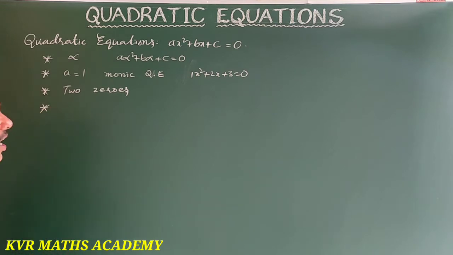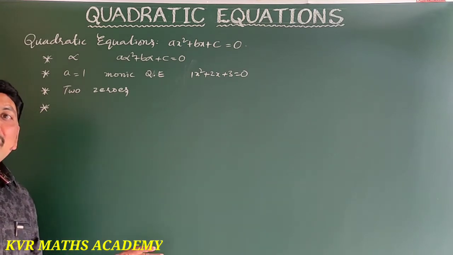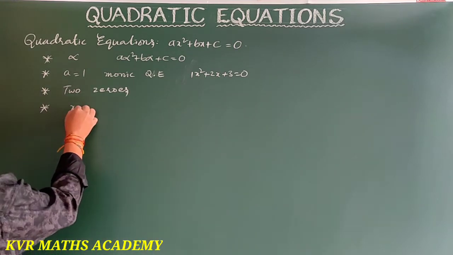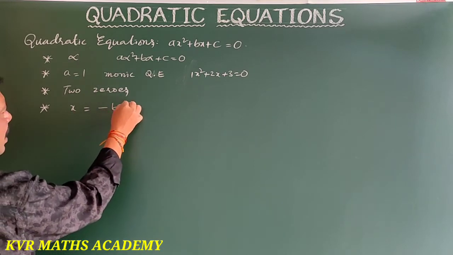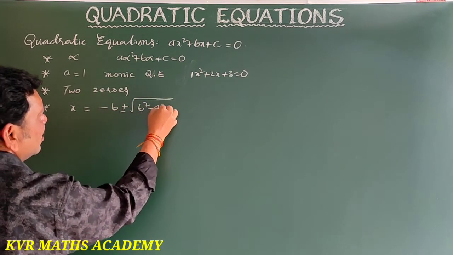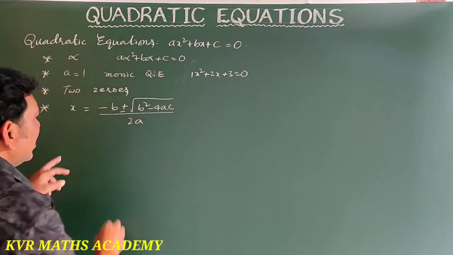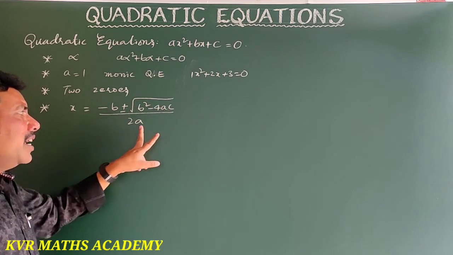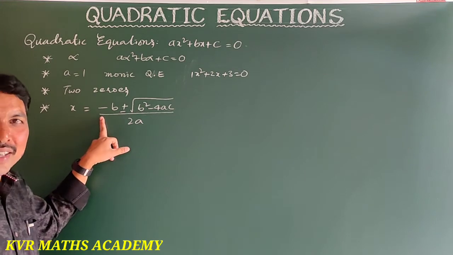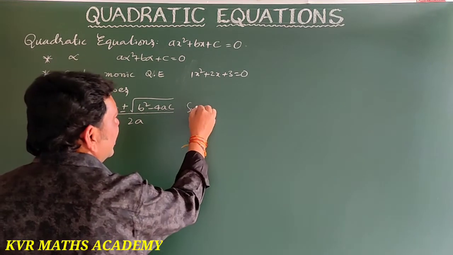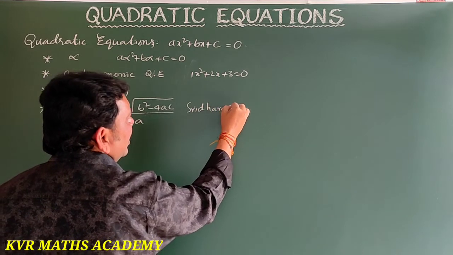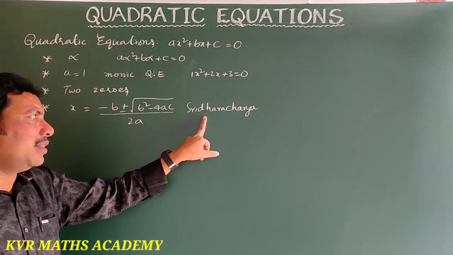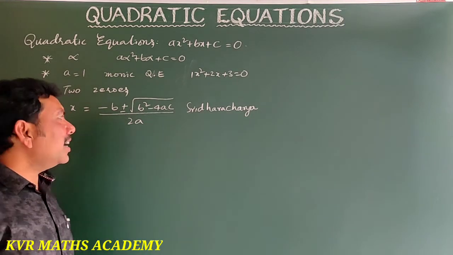Next, the root of the given quadratic equation is given by x is equal to minus b plus or minus root of b square minus 4ac by 2a. It was given by our Indian mathematician Sridharacharya. You know very well, I think. This formula was given by our Indian mathematician Sridharacharya.